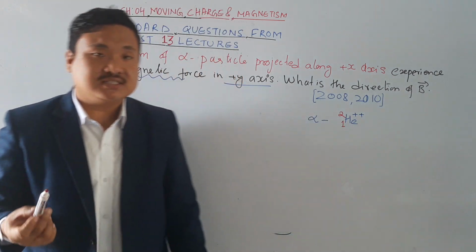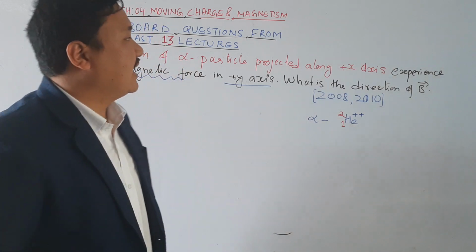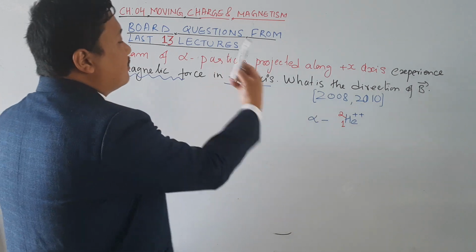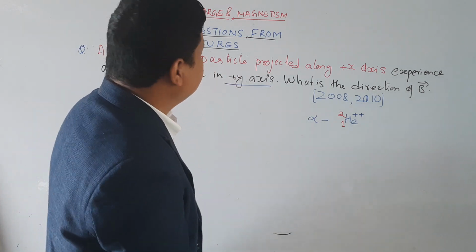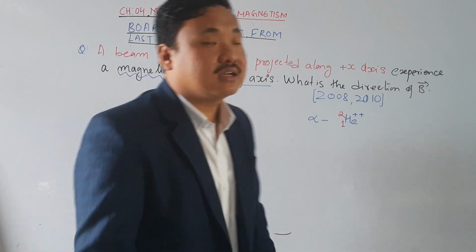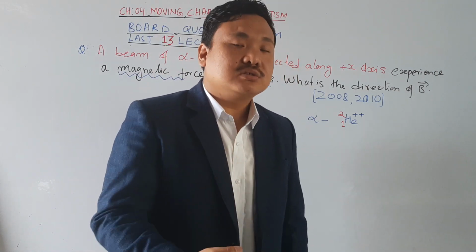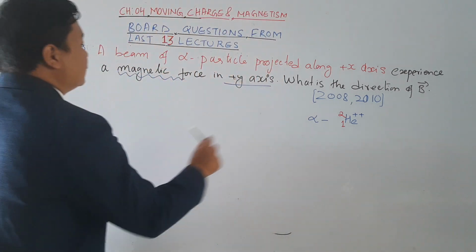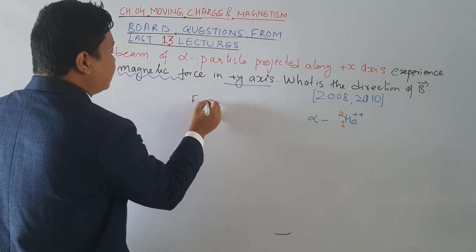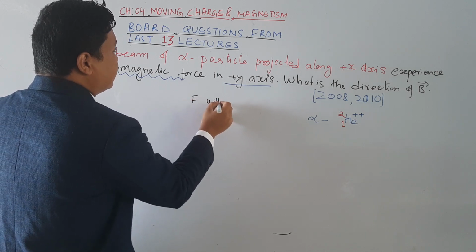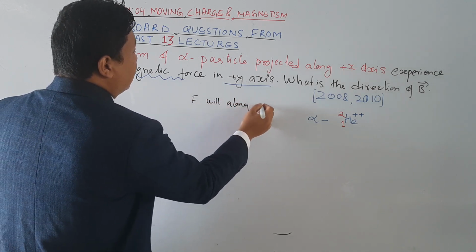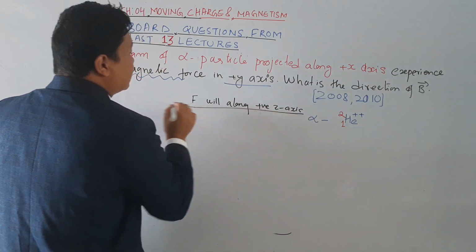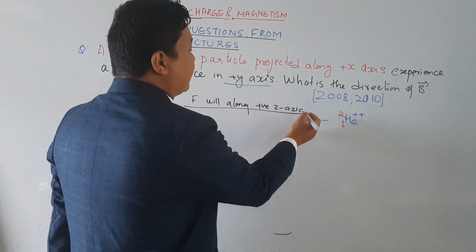Now positive charges are going along the x-axis and experience a force due to the magnetic field, right? In the positive x-axis, with the magnetic field in the positive y-axis, all are positive, so the force will be along the positive z-axis. Okay, very simple. Now let us see it mathematically. This is the correct answer.